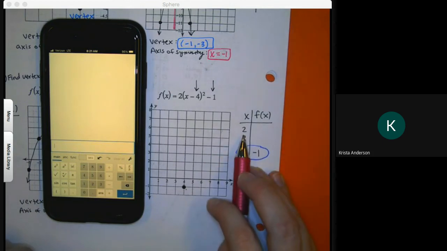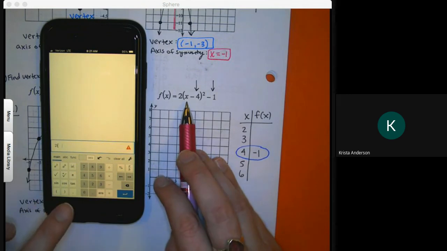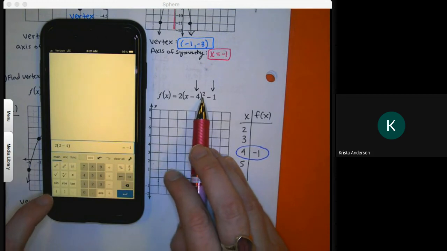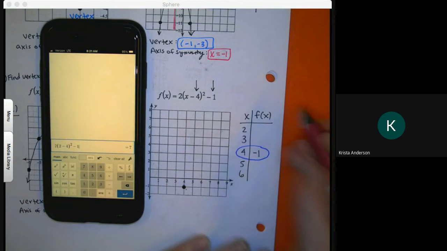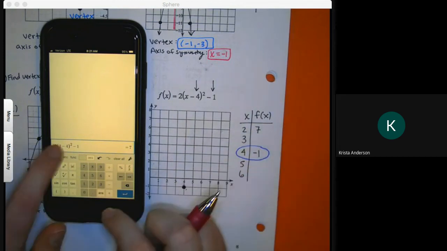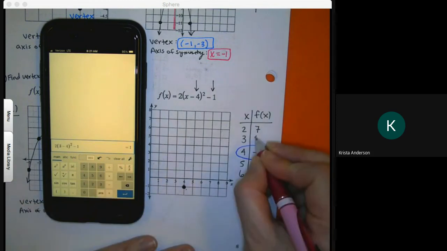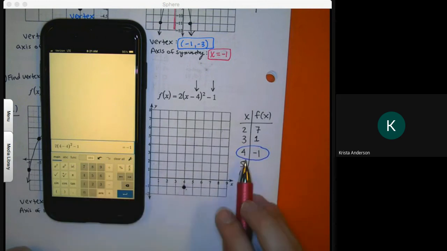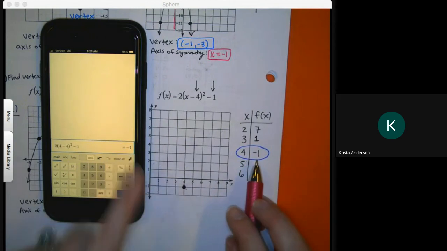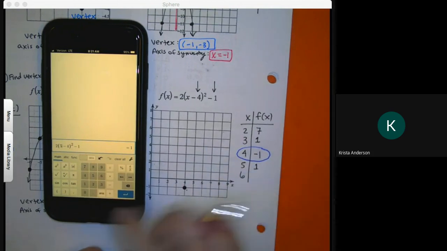I'm going to plug a 2 in. So I have a 2, parenthesis, plug a 2 in, minus 4, close, square it, and then I place a minus 1 at the end. 7. Then I delete the 2 and I place a 3. That 1. I can place a 4 just to check. Correct. Place a 5. And place a 6.